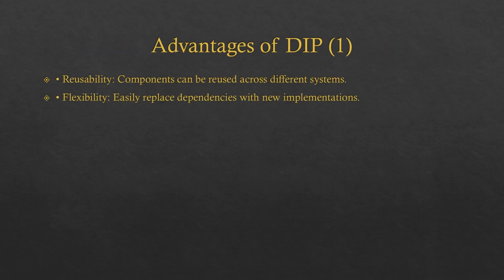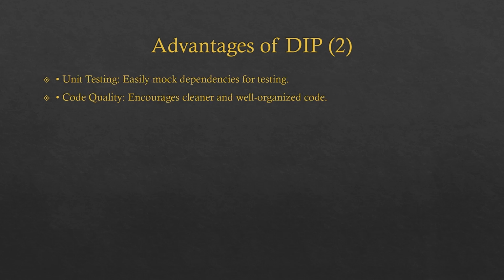DIP brings several advantages to a system. First, it improves reusability. Since high-level modules rely on abstractions, the underlying details can be changed without affecting the rest of the system. This leads to more reusable code. Another benefit is flexibility. With DIP, it's easy to replace components with new implementations, allowing us to adapt to changes quickly. Unit testing is also made easier as we can mock dependencies rather than having to deal with complex real implementations.